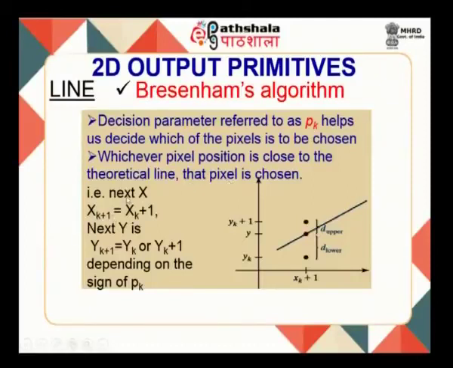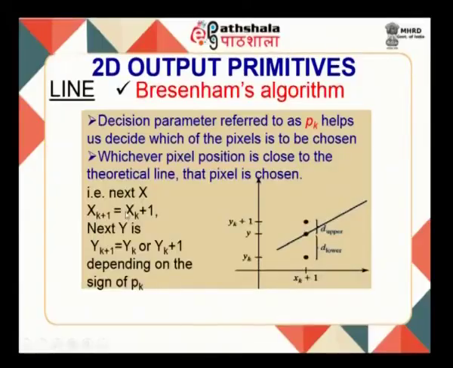The next x is always indicated with k plus 1 in the suffix, and because we are confident that the line is more inclined towards the x axis, we are going to sample the line along the x axis at unit intervals. So, the next x is nothing but x_k plus 1.